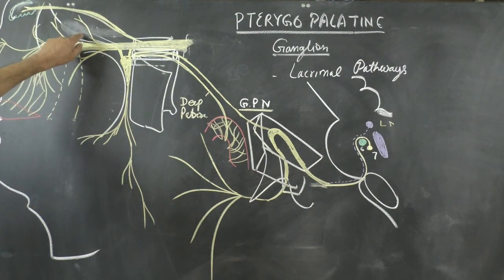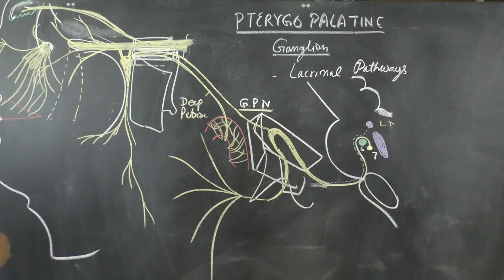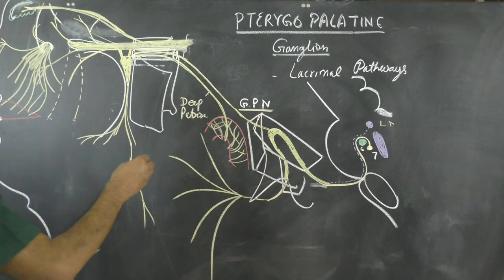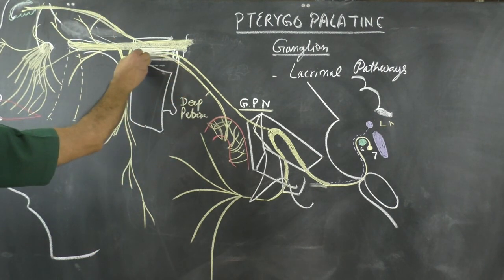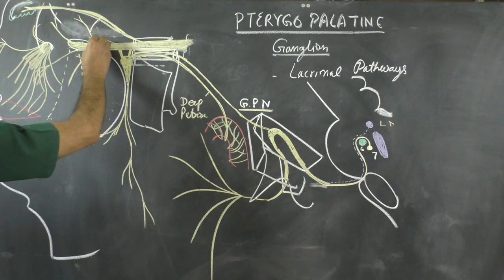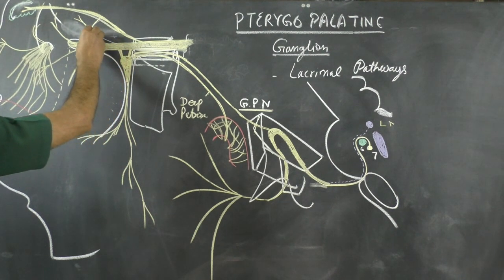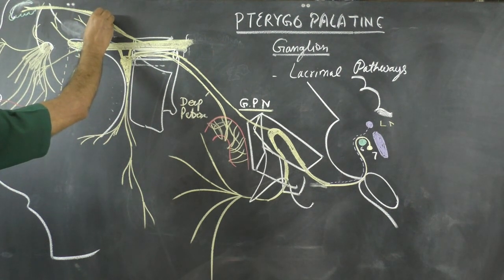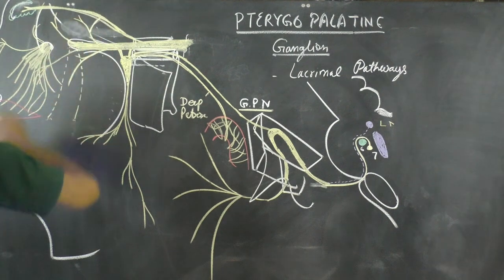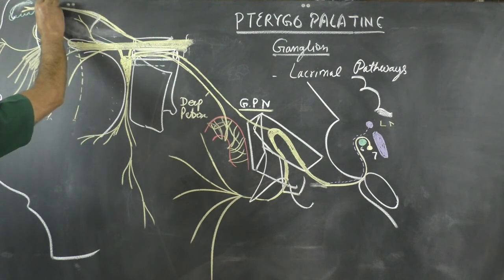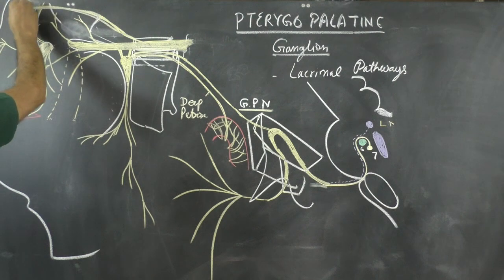Now there is a communication between this lacrimal branch and the zygomaticotemporal branch. So through this communication, the postganglionic fibers enter the maxillary nerve, then the zygomaticotemporal nerve, and then through the communication between the zygomaticotemporal and the lacrimal nerve, they enter the lacrimal nerve, and these secretomotor fibers reach the lacrimal gland.